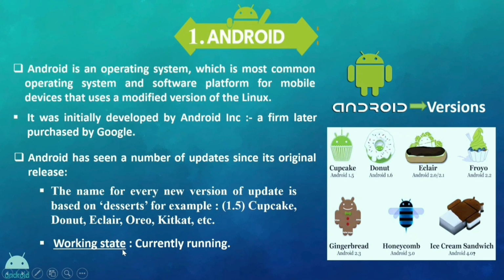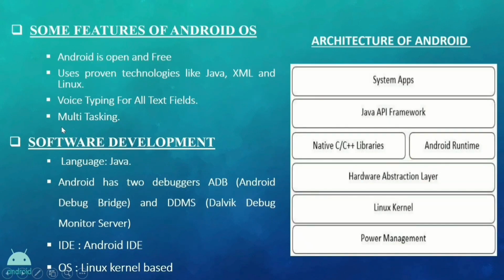Then working state of Android operating system: it is currently running. Some features of the Android OS: Android OS is open and free. It uses proven technology like Java, XML, and Linux. On-screen typing for all text fields is available in Android OS. Multitasking is another feature of Android OS.